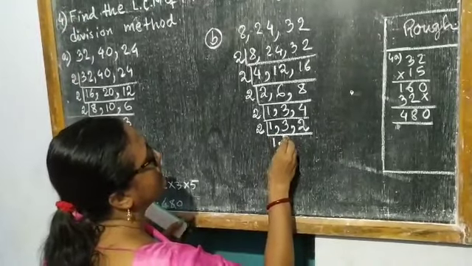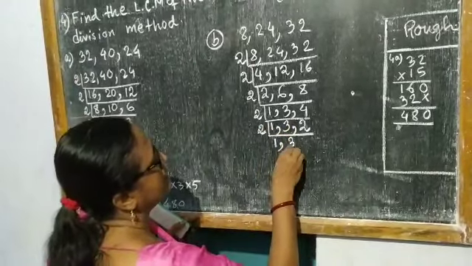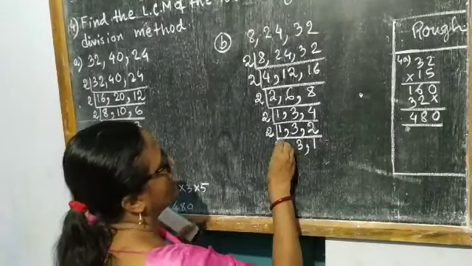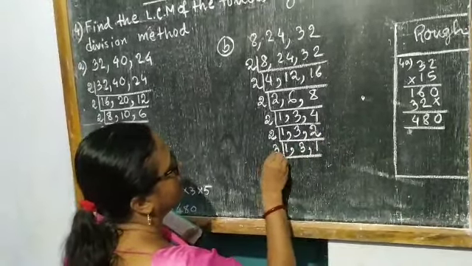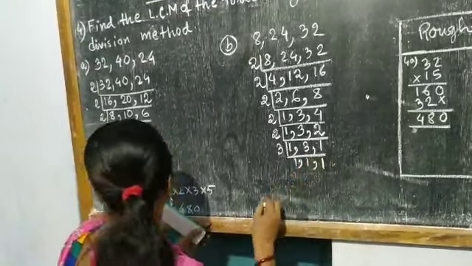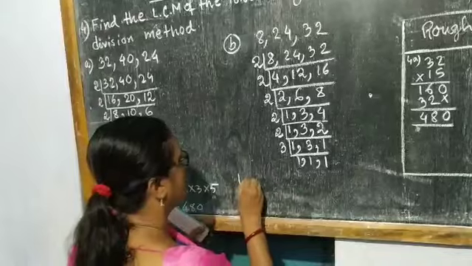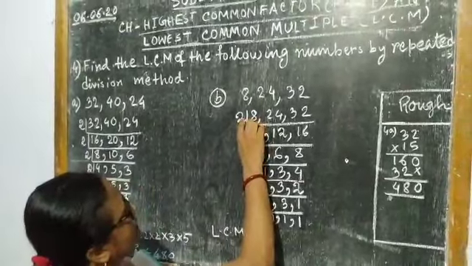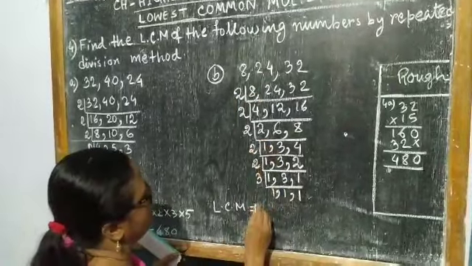So 1, not divisible, copy it down. Now 2 divided by 2, 1. Next, divide it by 3. So 1, 1, 1. So LCM is equal to, how many 2's are there? 1, 2, 3, 4, 5.